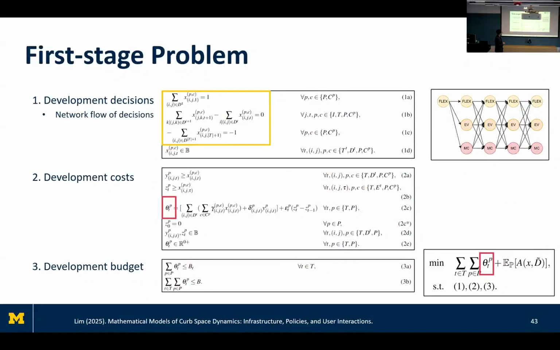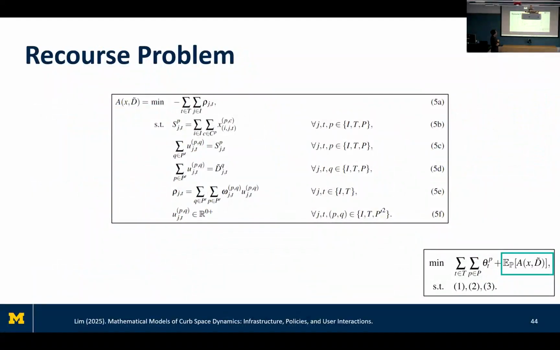This development cost is contained in the upper-level or first-stage objective, and now we see the expectation of the lower-level problem or the recourse problem, where we evaluate the quality or the return from these development decisions at different time periods. The recourse problem is as follows. First, we have the supply of spaces for different modalities based on the decision vectors X, the flow variables. We sum over them and see at each time how many spaces we have for each modality. And the uncertain demand, shown as D tilde, is our expectation of some type of demand at a certain time.